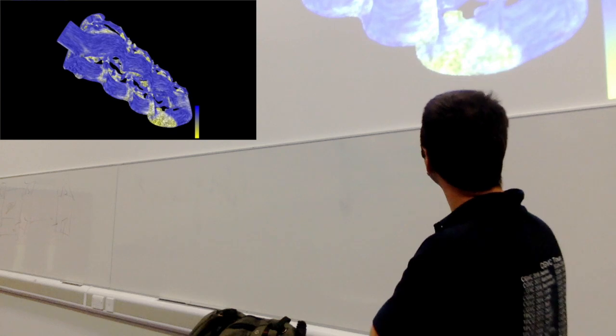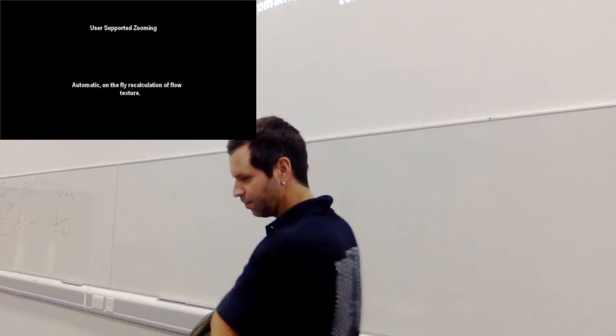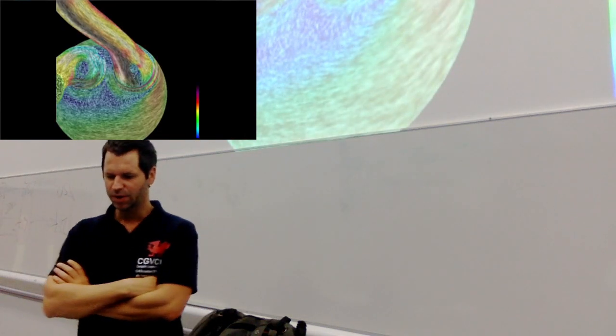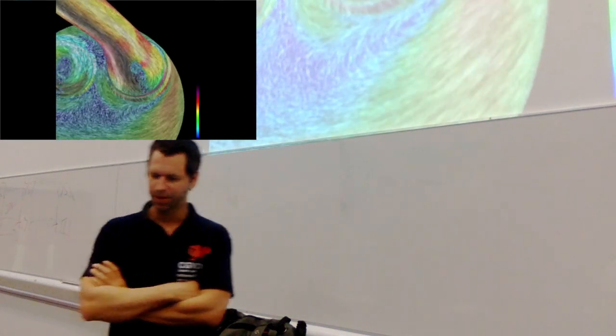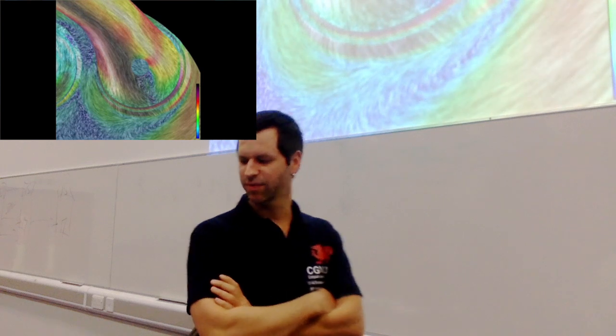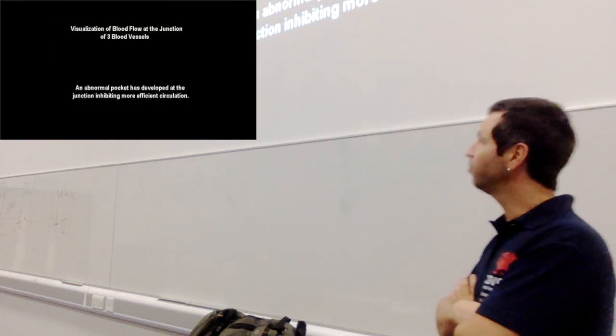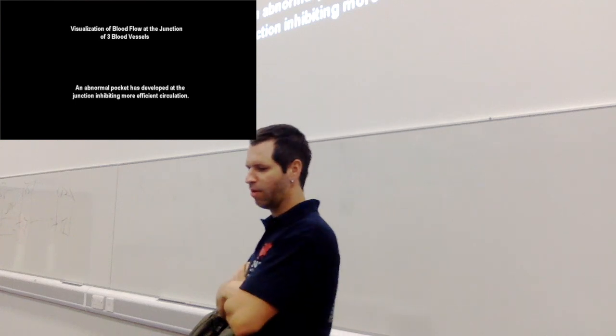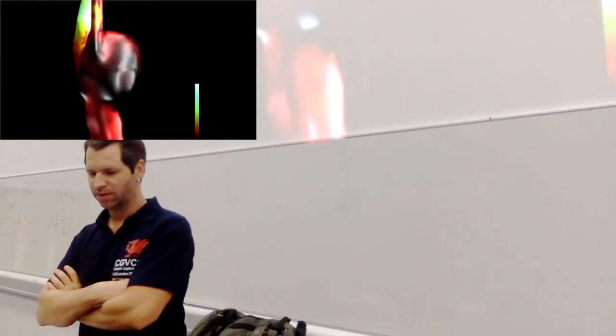So the different speeds are reflected by the color. This is to show that the method supports interactive zooming, so you can zoom in on anything and get more detail. That's one of the nice properties of the texture-based flow-viz methods.